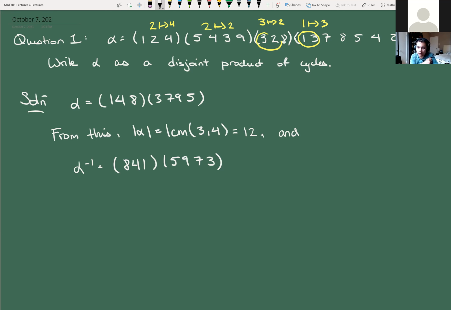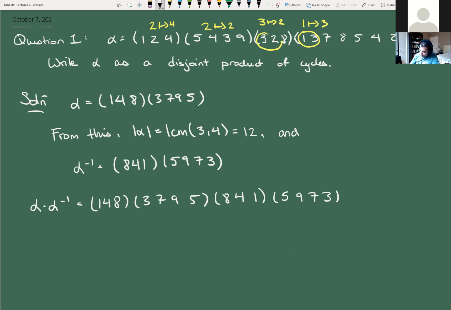And so because these 2 cycles are disjoint, if I write each of their inverses, let me show you. If we write alpha times alpha inverse, that would give me 1483795. Then I'd multiply it by the inverse, 841 5973. But if you look at this cycle, it is disjoint from this cycle, right? Which means that I can actually switch the 2 of them.